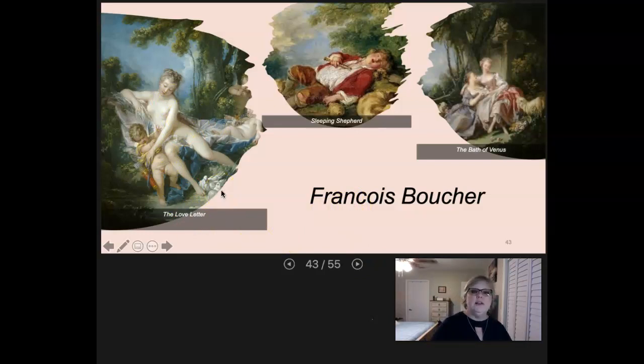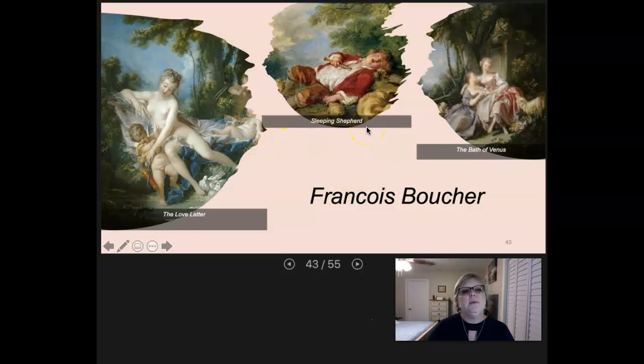Now you're going to see nudity in some Rococo style, because remember, again, there was a focus on love and playfulness and sometimes the erotic. So here you have the love letter, and you've got the woman, you see the Cupid here, right? Because you see the little arrows, another little chubby cherub over here.